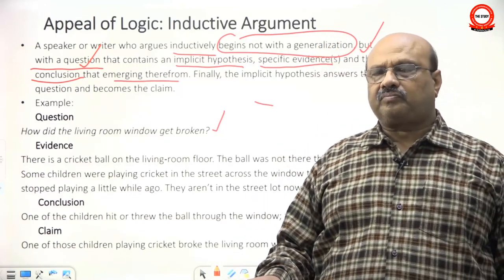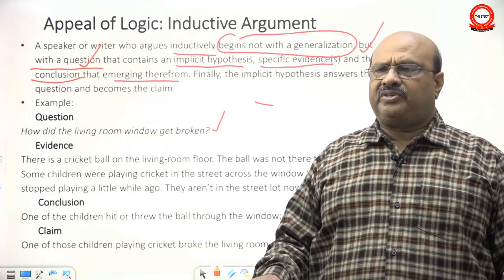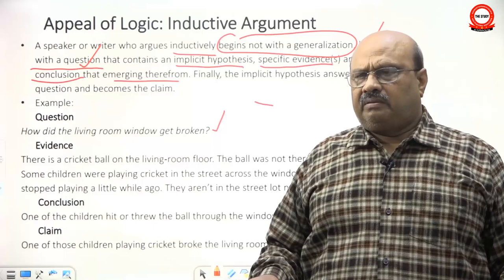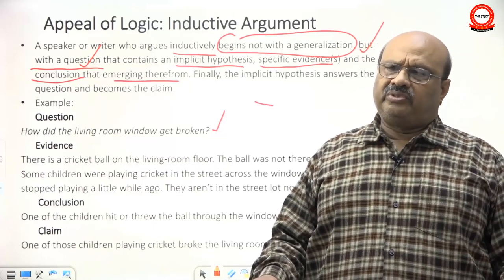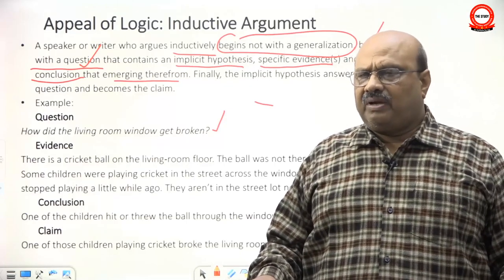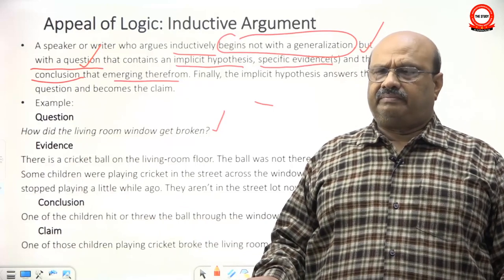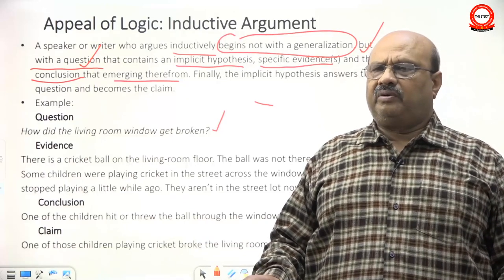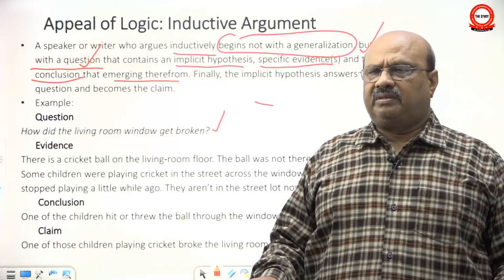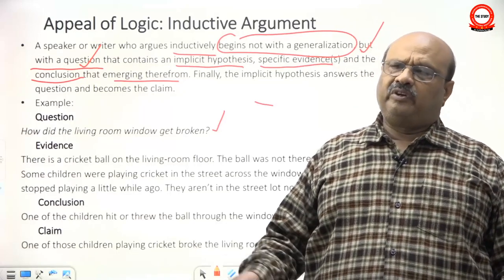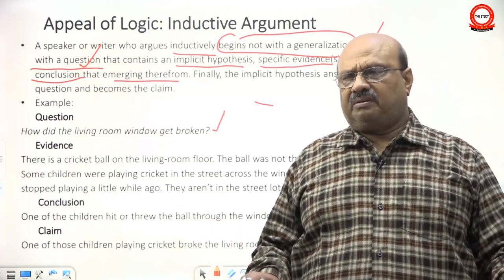Now, when you are writing an argumentative essay, depending on the flow of thought, you can use deductive logic, you can use inductive logic, or you can use both, sprinkle your writing with both patches of deductive logic and inductive logic. Even if you use only one kind of logic, that is also okay, it doesn't matter much.